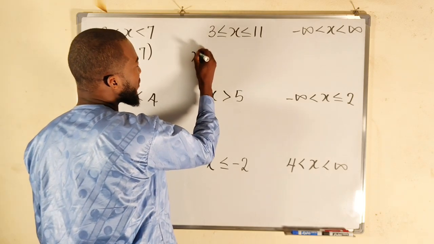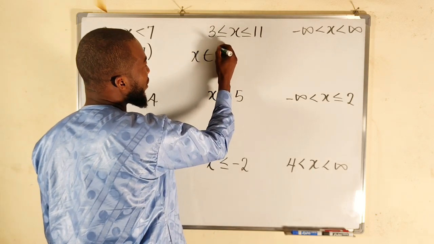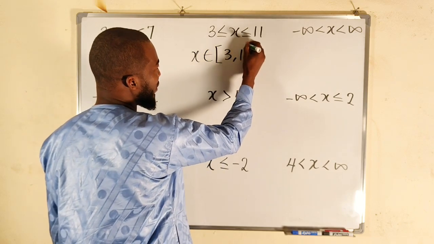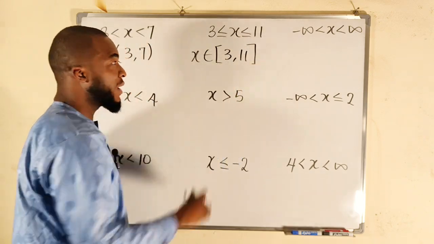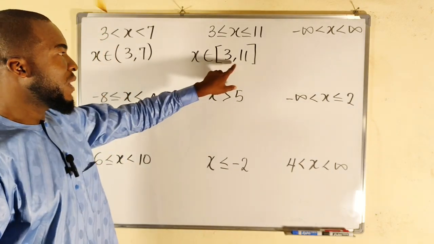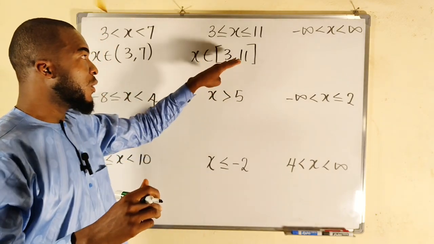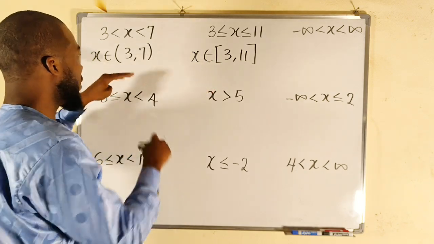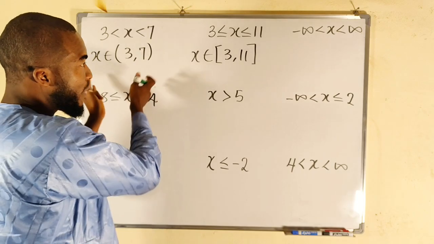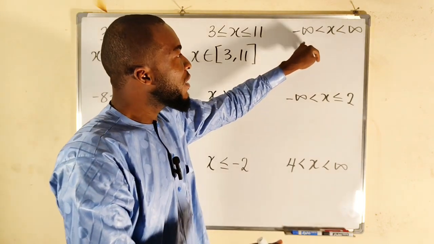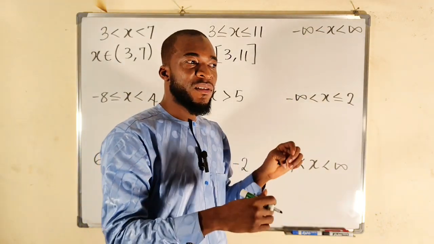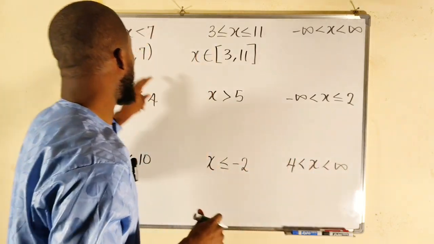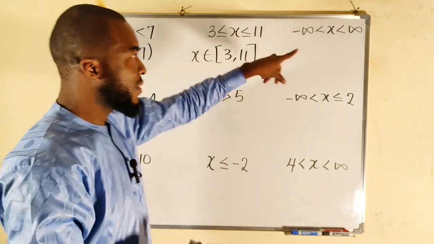We can say that x belongs to the set of values from 3 down to 11. You close using a square bracket. You see the difference? Because 3 and 11, that is the endpoints, are included. This is why we use a square bracket. But the moment the endpoints are excluded, you use parentheses. But remember that infinity or negative infinity are values which you cannot state. Therefore, you have to use parentheses in this case.